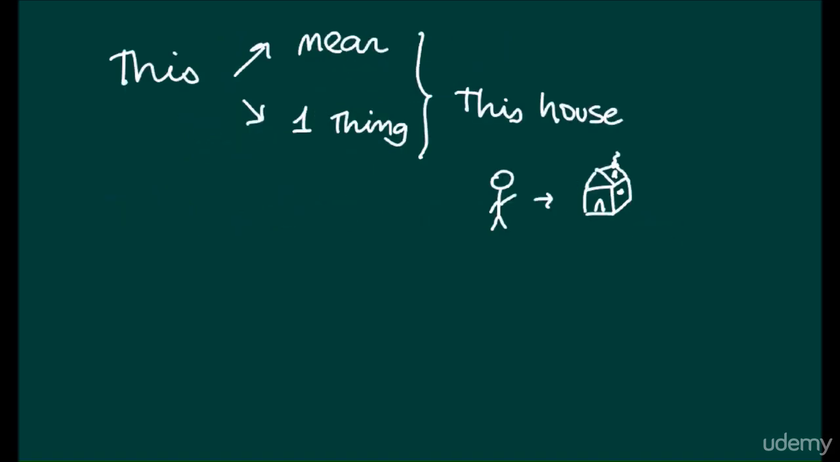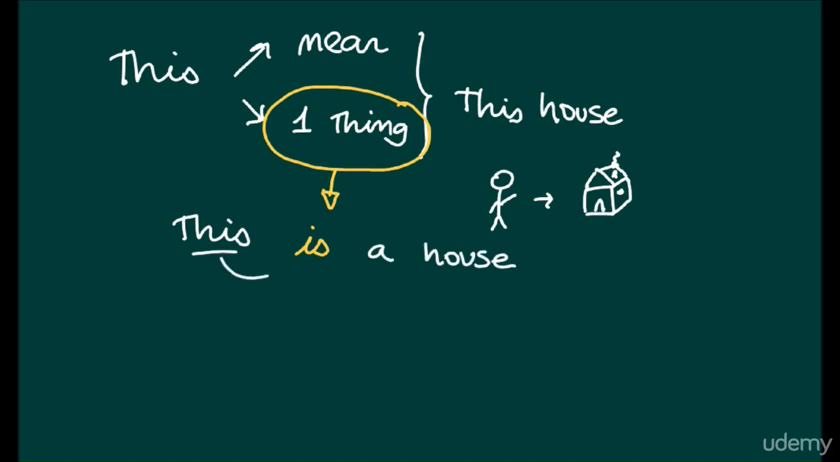We use this to say something that is near us and that is one thing. For example, this house. As this is for one thing, we have to use is if we are using the verb to be. For example, this is a house.